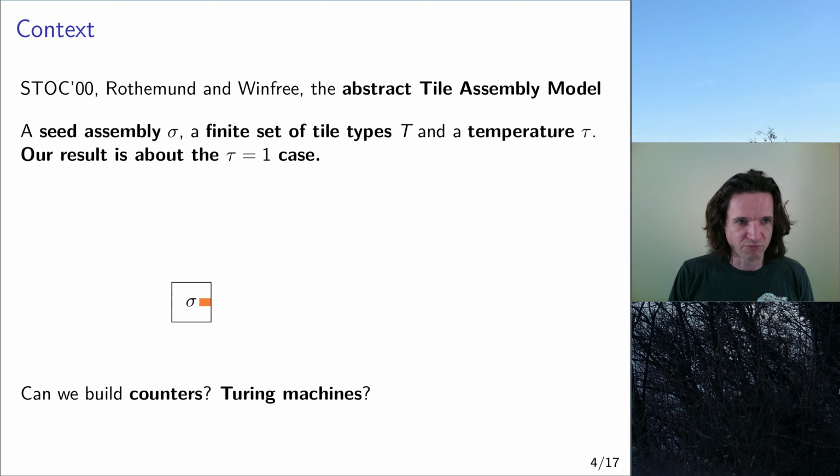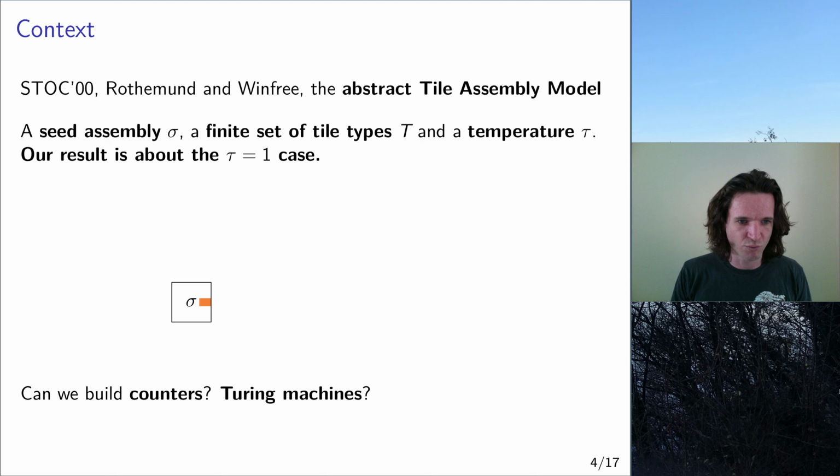In 2000, Rothemund and Winfree introduced a model to study these designs and the possibilities offered by these molecules. They call their model the abstract tile assembly model. In this model, we start from a seed assembly sigma, which is a connected assembly of one or more tiles. There's a finite number of tile types, T, and an infinite supply of each type. And there's also a temperature tau. I'm not going to talk too much about the temperature today, because our result takes place in the temperature 1 case, which is a simplified version of the model.